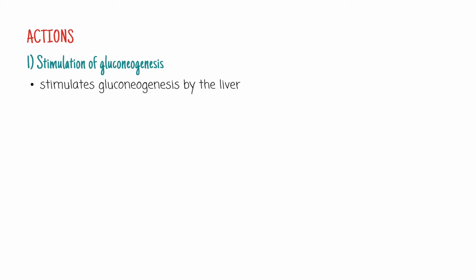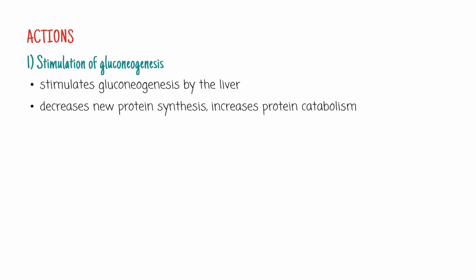Cortisol's first effect, which we've already kind of talked about, is that it stimulates gluconeogenesis. In other words, the synthesis of glucose. How? Cortisol stimulates the liver to create more glucose, and it also decreases the synthesis of new proteins, and at the same time it increases protein catabolism, the breakdown of proteins. And it does all of these things to provide more amino acids to the liver for gluconeogenesis.